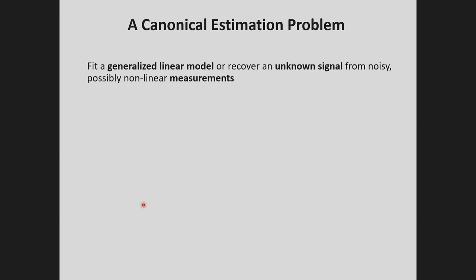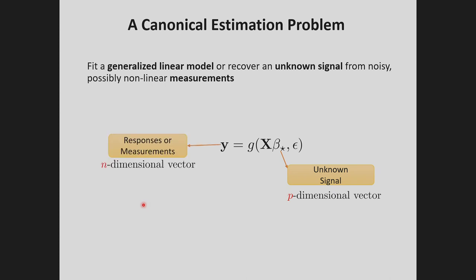So let me begin by introducing a canonical estimation problem. Maybe a very simple task is to fit a generalized linear model to a data set, or alternatively to recover an unknown signal from noisy nonlinear measurements. One way of formalizing this problem is that there is an unknown signal vector beta star, a p-dimensional vector that we would like to estimate. And we observe a measurement vector y, an n-dimensional vector. We model the relationship between y and beta star by a generalized linear model.